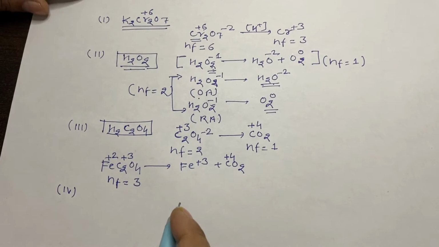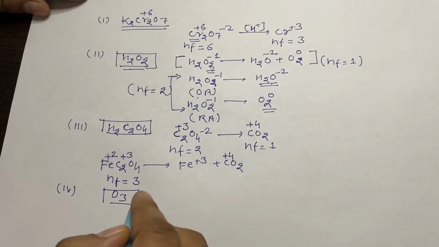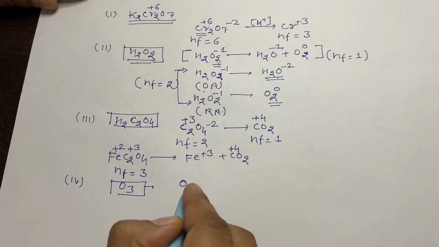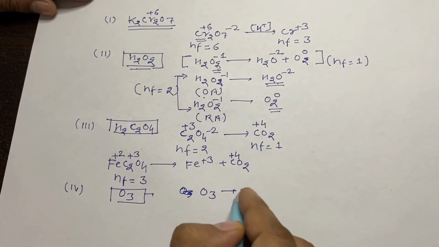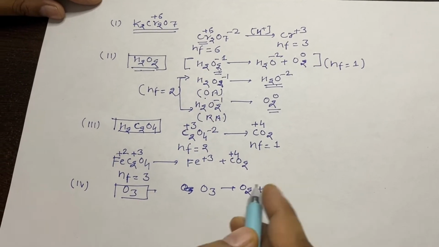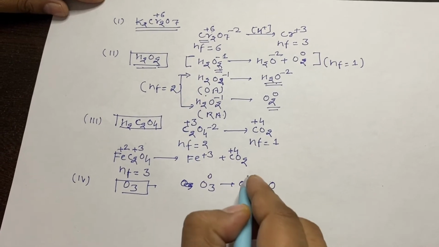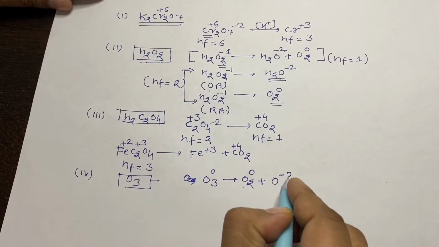And number 4 is ozone. Ozone is diamagnetic and oxidizing. So when ozone is taken, it can convert into O2 and O. Definitely the oxidation numbers will be 0, 0, and here is -2.